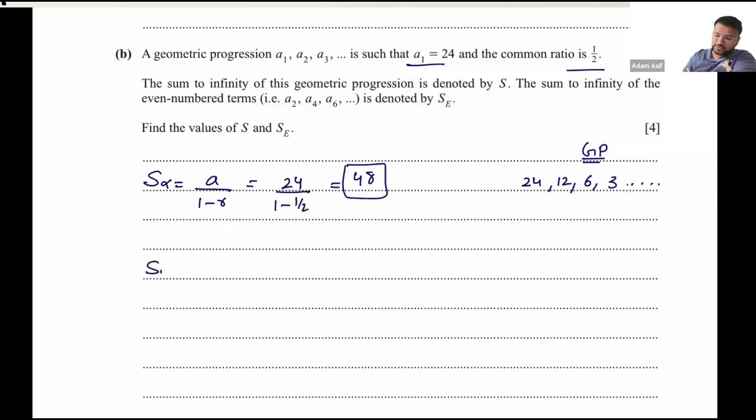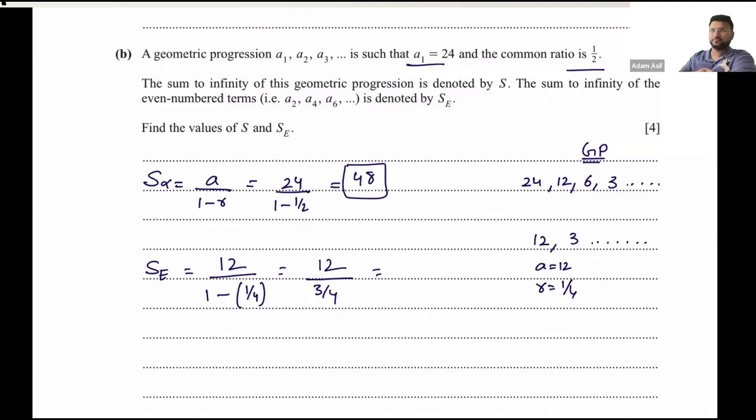सही है. अब एक और सीक्वेंस है SE जिसे हम कह रहे हैं SE स्टैंड फॉर सम टू इंफिनिटी फॉर द इवन नंबर सीरीज. इवन नंबर टर्म्स, यानी कि सेकंड टर्म, फोर्थ टर्म, 6th टर्म. सो सेकंड टर्म आपका 12 है, फोर्थ टर्म आपका 3 है, एंड इस तरीके से इट्स आल्सो अ ज्योमेट्रिक प्रोग्रेशन. सो फर्स्ट टर्म 12 हो जाएगा इस सीक्वेंस का, एंड द कॉमन रेशियो वुड बी 3/12, दैट इज 1/4. सो SE वुड बी a upon 1 minus r. So 12 divided by 3/4, that is 16. That is SE.